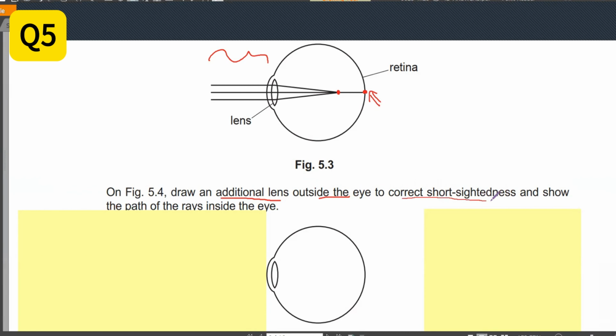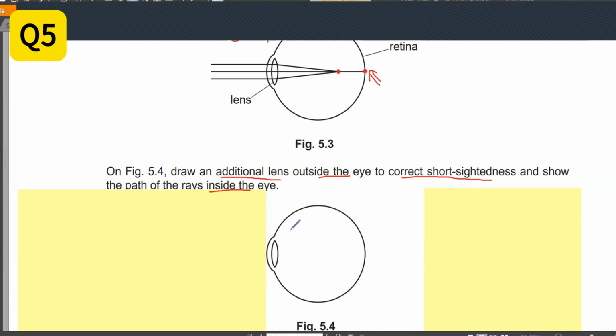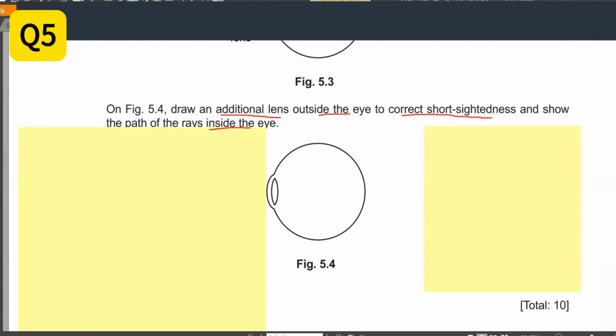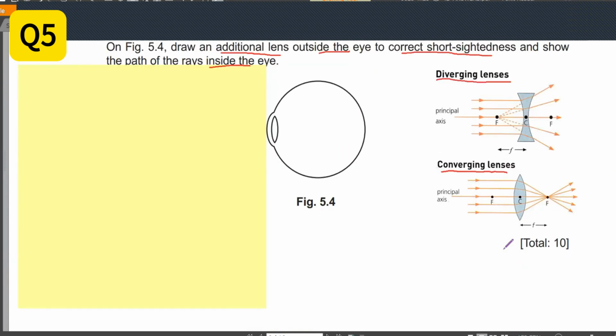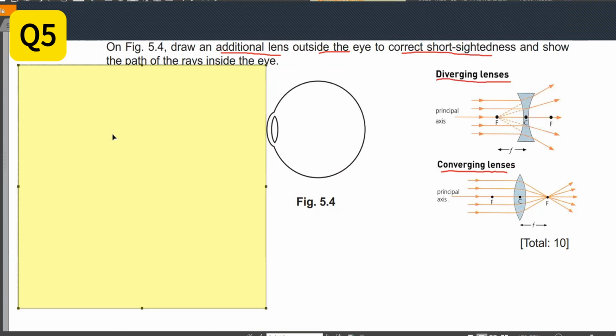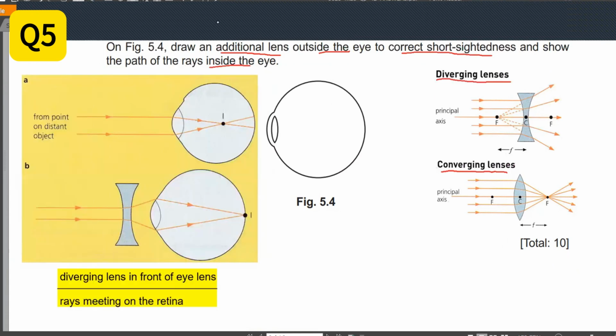To correct this short-sightedness and show the path of the rays that are inside the eye, what kind of lens should we add? Two types of lens we can add: the diverging lens or the converging lens. In this case, the diverging lens will be the suitable lens. We will see why. This is what we expect.